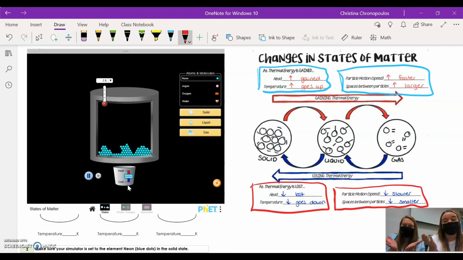So there you have it. That's Goal number 1 in our thermal energy unit.